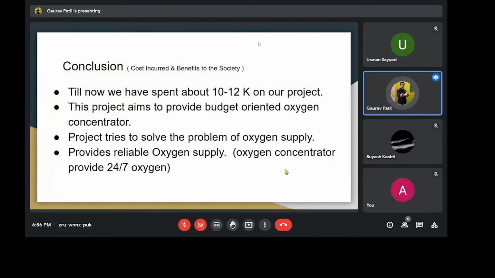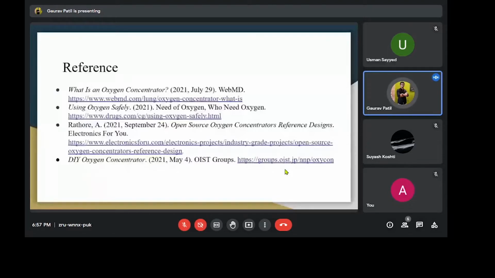Now, this is our conclusion: the oxygen concentrator provides us 24/7 oxygen, so it is a reliable source of oxygen supply. Now, these are the references that we referred to for this PPT.